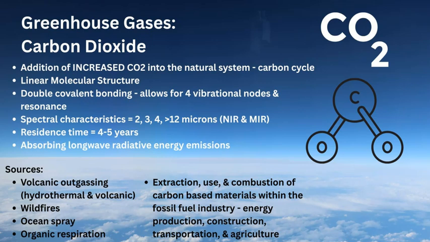Now, the wavelengths where CO2 can achieve resonance, which means it has 4 vibrational nodes and 4 ways to create resonance through the chemical bonding between the carbon and the 2 oxygens, allow it to absorb at 2, 3, 4, and over 12 microns of wavelength, which is long wave radiation, infrared, to absorb the energy along those wavelengths. So CO2 is a very good absorber of long wave radiation. Not as good as water vapor, but the key is that CO2 absorbs energy and is emitted into the atmosphere in different ways than just natural sources.